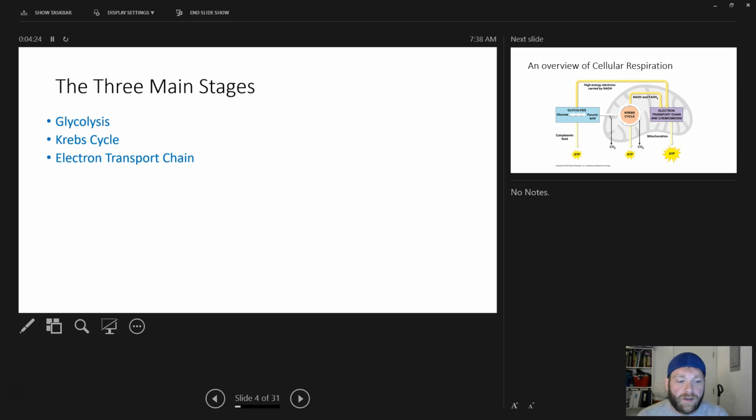Some of the images call it that, and I'll highlight that a little bit later, and then the electron transport chain. So these three processes in the pathway of cellular respiration lead to the generation of the energy molecules that we need to carry out the reactions inside of our cells.